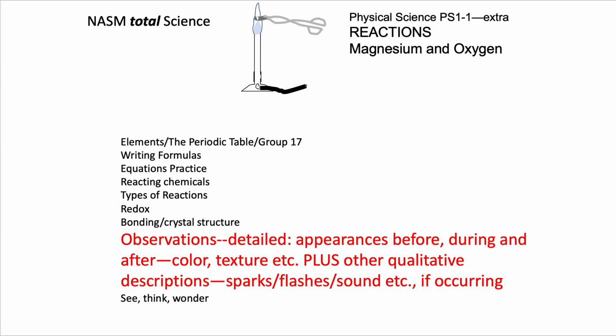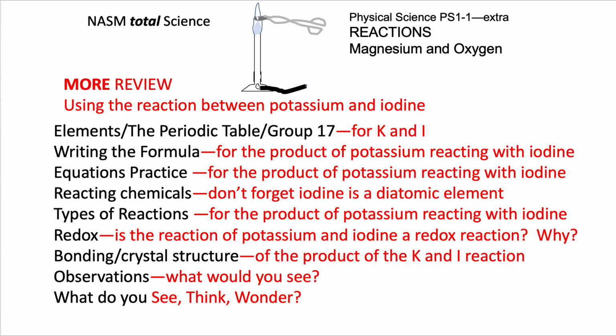And finally, observations, those detailed appearances. So 2 words to describe the colour: texture and other qualitative descriptions, sparks, flashes, sounds, if they occur.